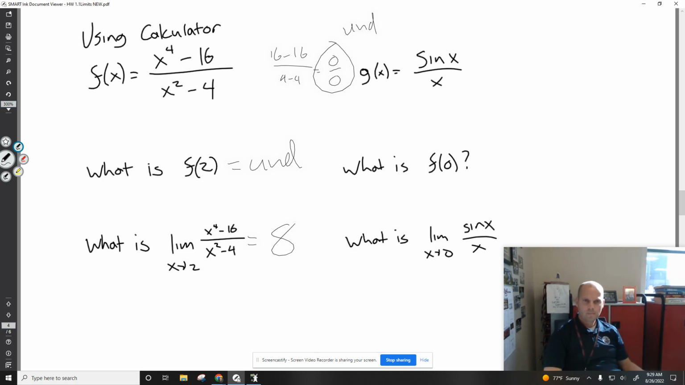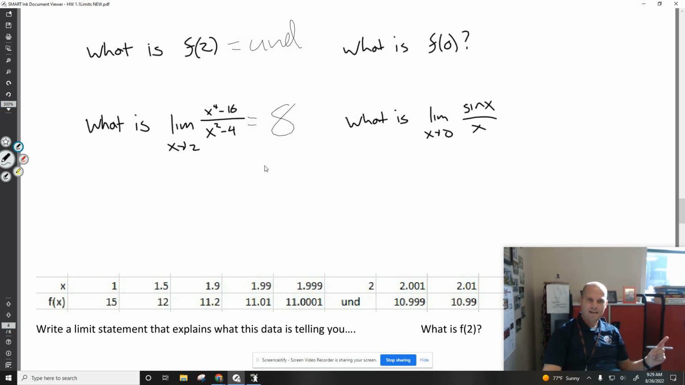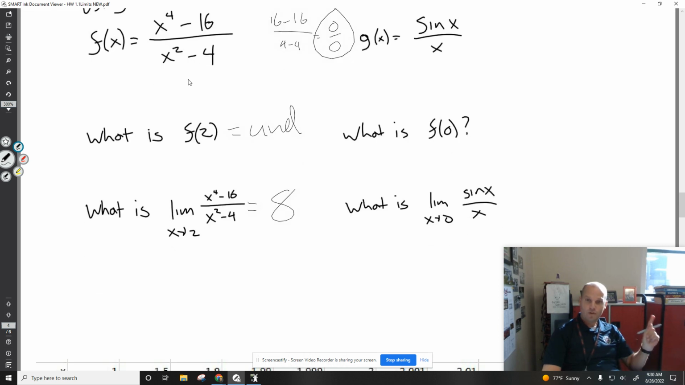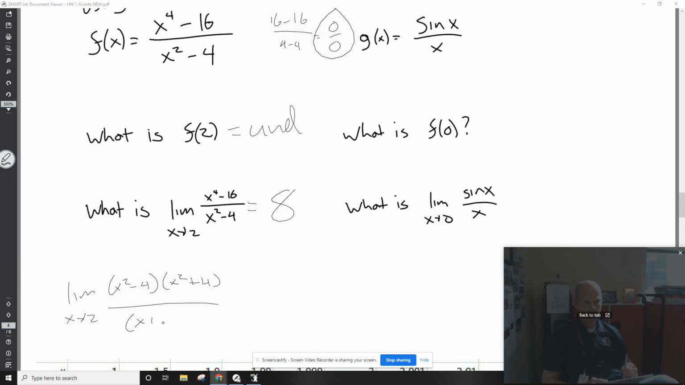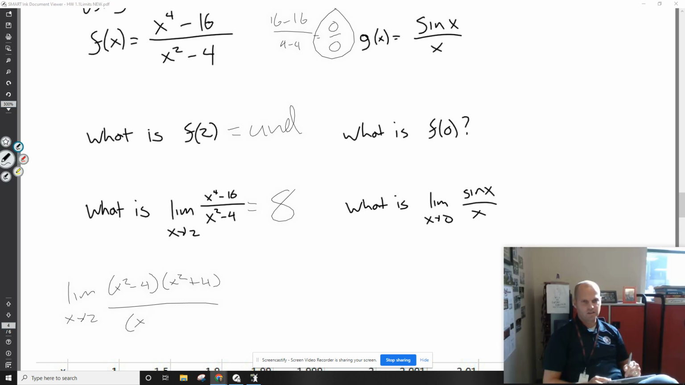Okay? So that's how you do it with a calculator. Now, without a calculator, you're like, how do I get this limit? What you'll see is that sometimes if we factor, I can factor the top. It's a difference of squares. It's a funky looking difference of squares.